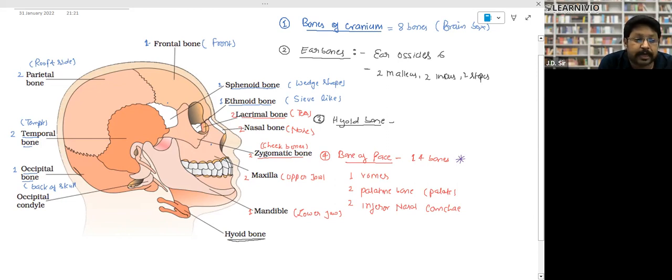We have two holes, that's why we are dicondylic. And the birds can rotate their head 360 degrees, you must have seen. They are monocondylic because they have a single hole, so they can rotate their head more.